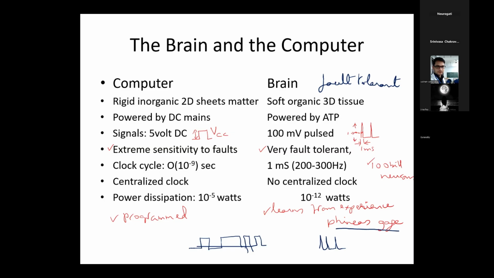Now, when it comes to power supply, a computer is powered by DC mains. Power is DC. Whereas in the case of the brain, it is powered by blood supply in one sense at a large scale.